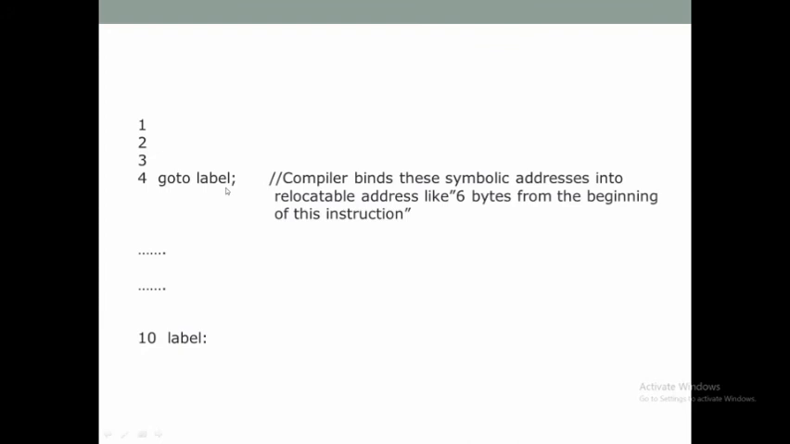So it may just generate a relocatable address for label, which says 6 bytes from the beginning of this instruction. Then the actual address of label will be determined once the starting address of this program code is determined. Okay, so that is called relocatable address. Relocatable address means an address which will get changed or relocated in future. Here the value of the variable label may get relocated or changed in future. That's why it's called relocatable address.